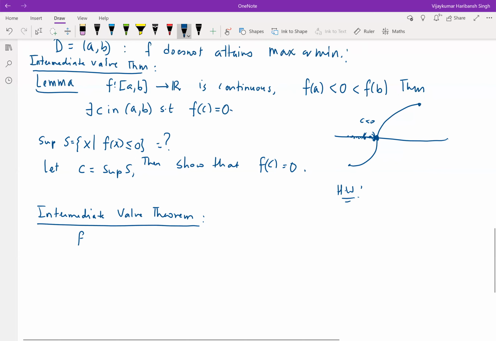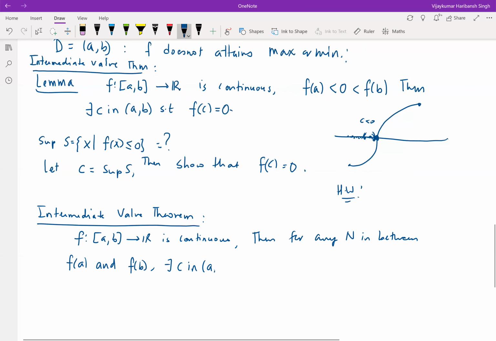So the intermediate value theorem tells you the following: if you take a function f from [a,b] to R and it's continuous, then for any n in between f(a) and f(b), there exists a c in (a,b) such that f(c) equals n.